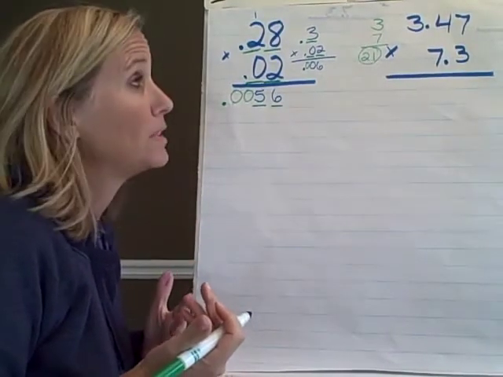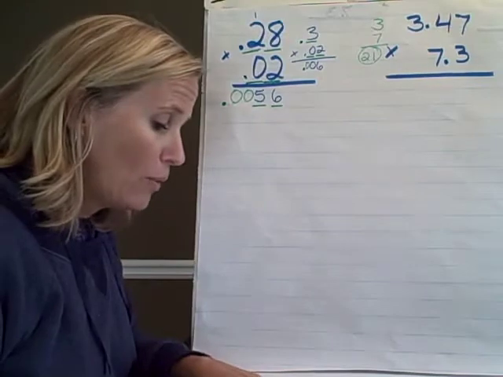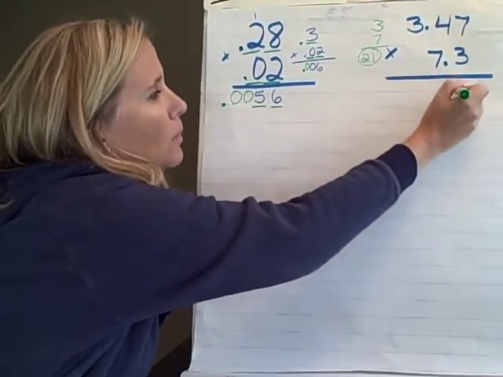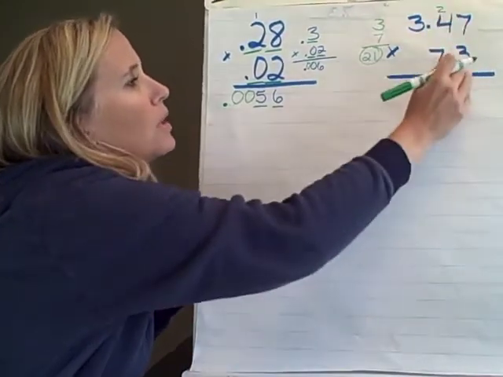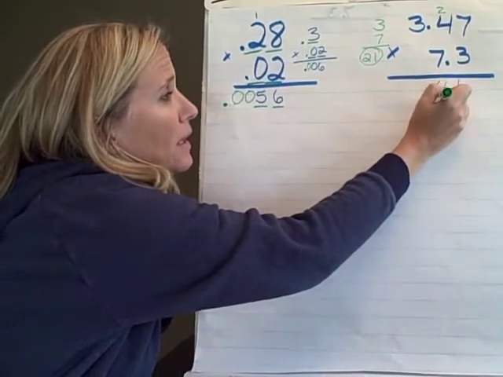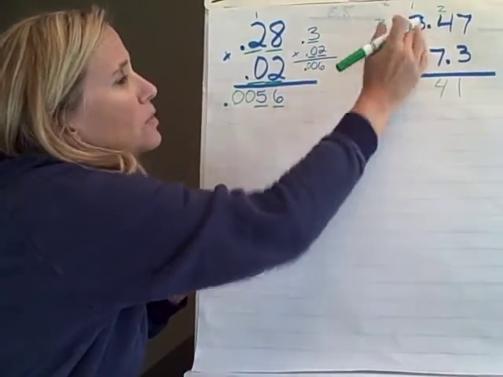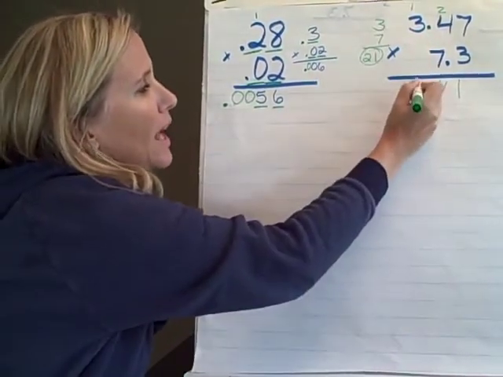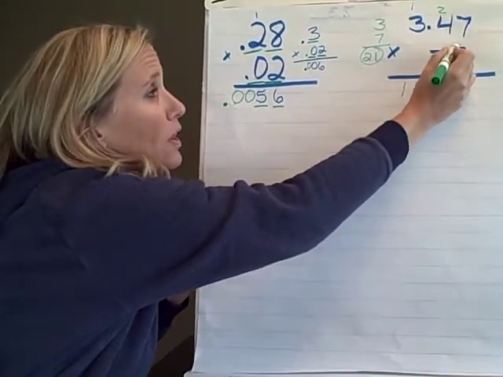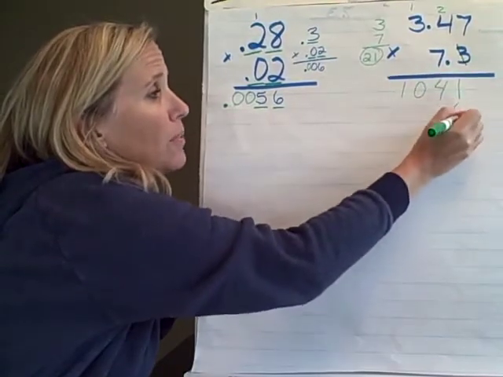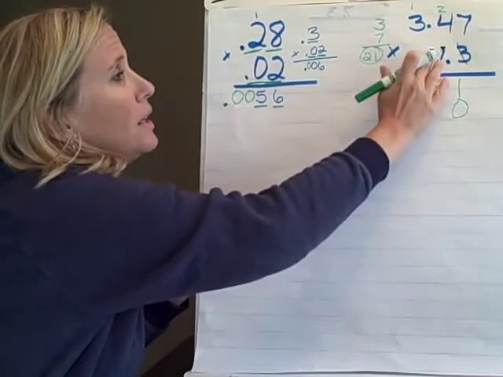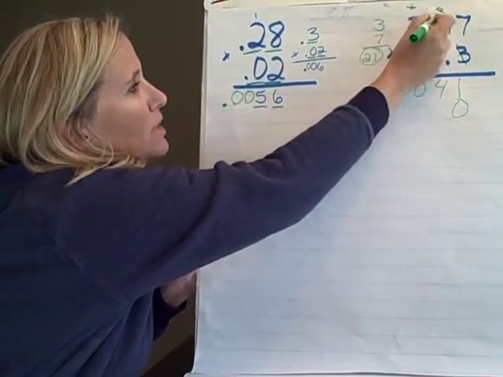Let's hope I didn't make a stupid mistake. Now I'm going to multiply like there is no decimal. 3 times 7 is 21. Carry the 2. 3 times 4 is 12. Plus 2 is 14. Carry the 1. 3 times 3 is 9. Plus 1 is 10. I am done with the tenths place value, and that's my smallest place value of my bottom factor, so I'm going to cross and drop. So I don't use that place value space anymore.